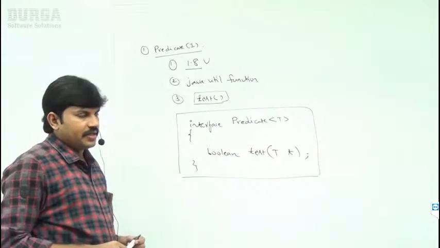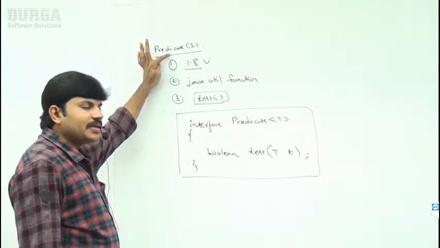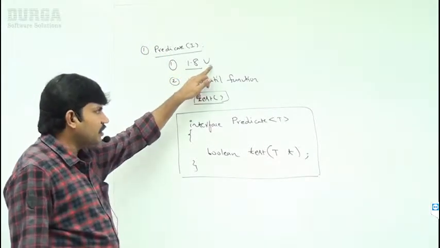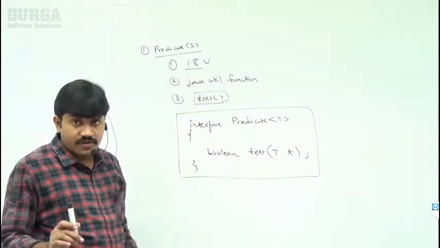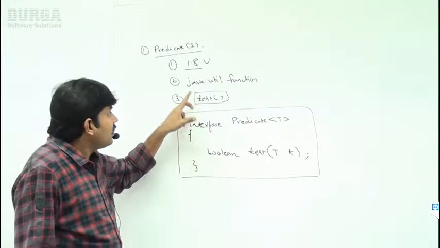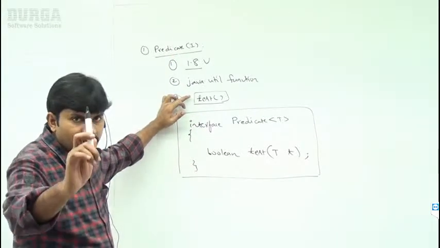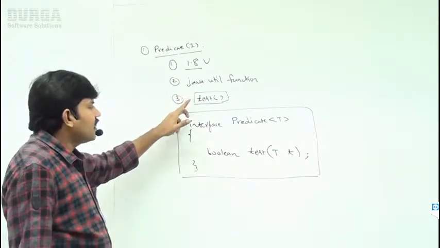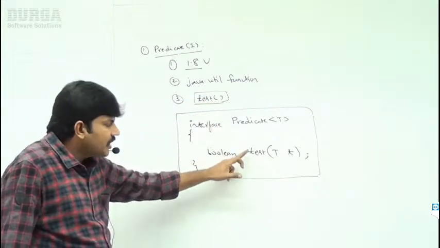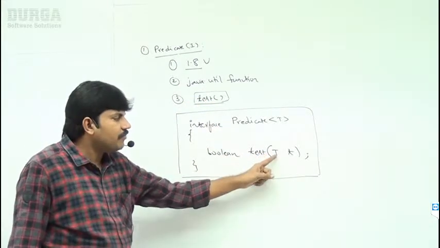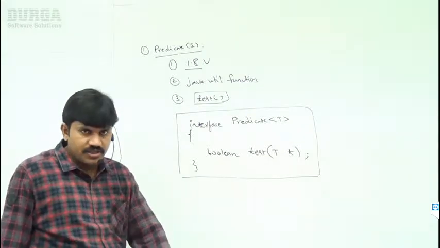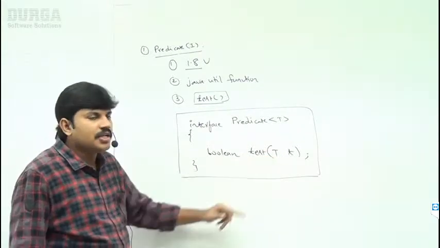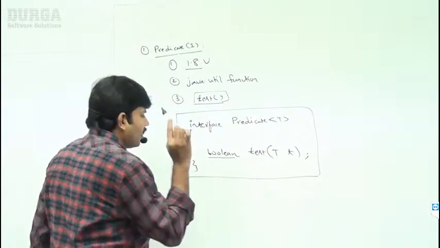So let me repeat once again. The Predicate interface was introduced in the 1.8 version. The Predicate interface is present in the java.util.function package. Next, the Predicate interface contains only one abstract method. What is that method, sir? The test method. The test method can take some input argument and it will perform some conditional check. Based on that, it will return true or false.